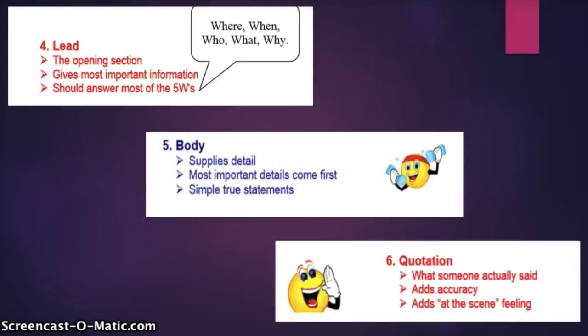Next you have what we call the lead. Now this paragraph is very, very important. This is something that answers most of the 5 W's, which is who, what, where, when, why. Maybe why is not necessary, but it should have these four at the very least. So this is the opening section that basically orientates the reader.